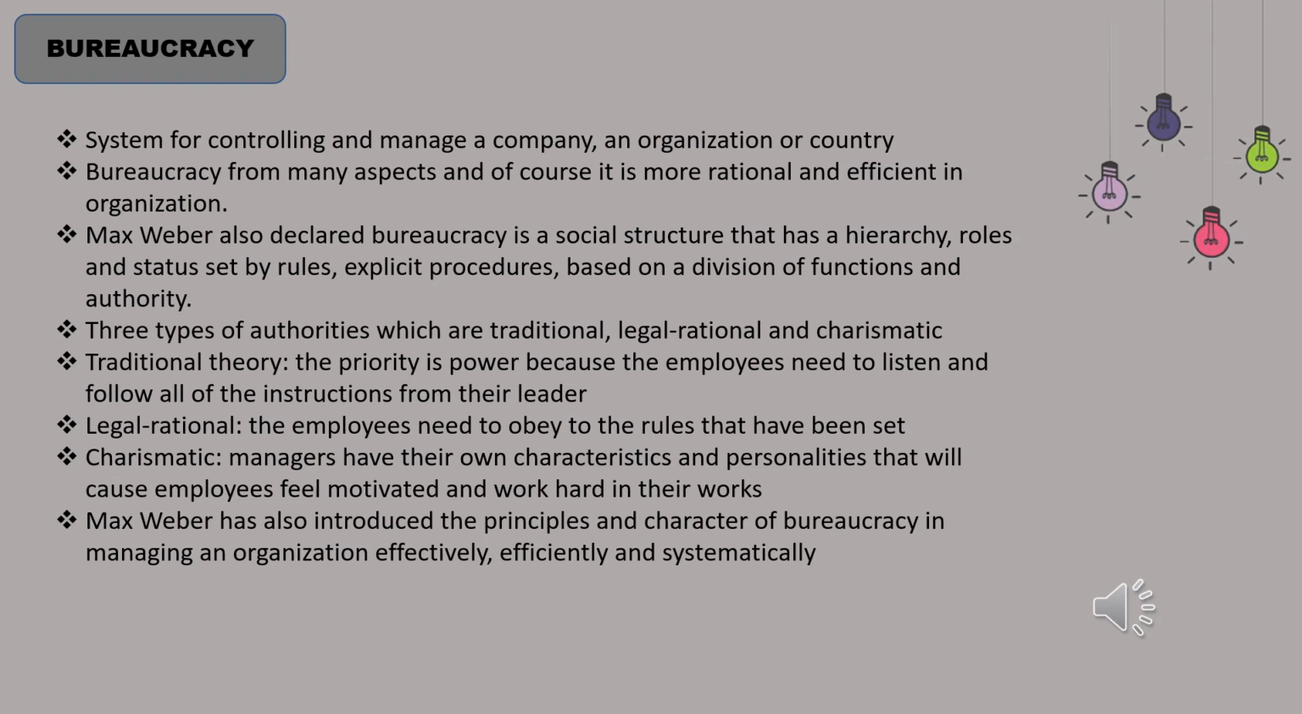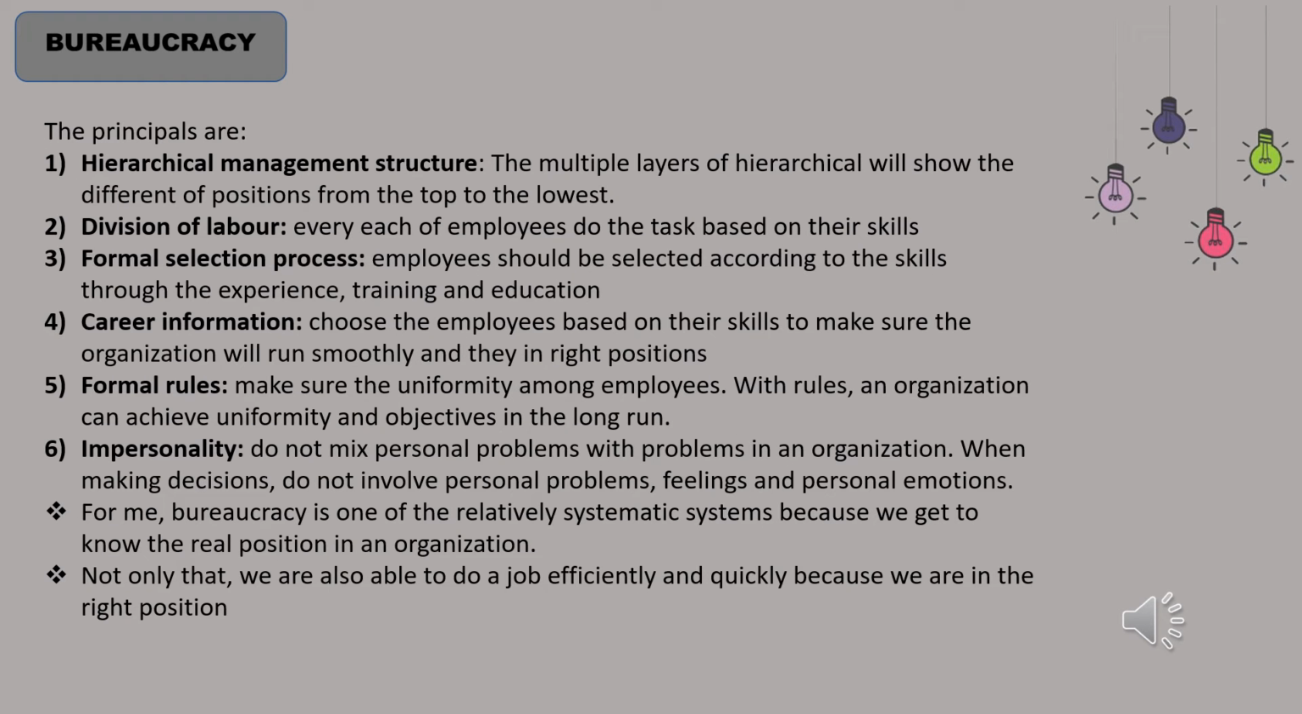Max Weber also declared bureaucracy is a social structure that has a hierarchy, rules and status set by rules, and explicit procedures based on a division of functions and authority. There are three types of authorities, which are traditional, legal-rational, and charismatic. Max Weber introduced the principles and characteristics of bureaucracy for managing an organization effectively.